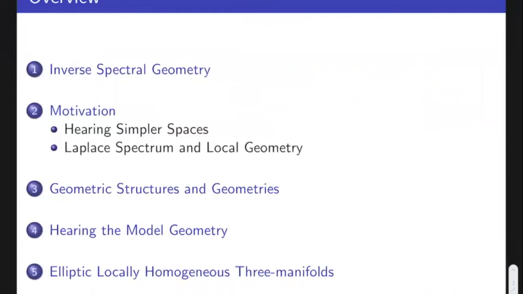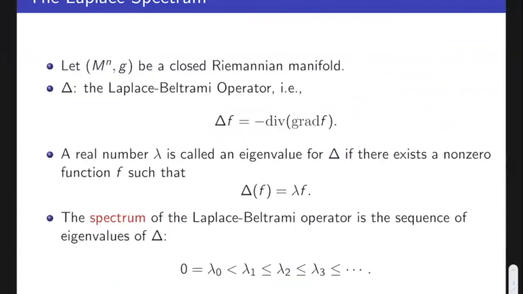Okay, so what do I mean by Laplace spectrum? In this talk, I'm going to let (M, g) be a closed Riemannian manifold without boundary. And I'm going to let Δ be the Laplace-Beltrami operator, which is defined as Δf equals minus divergence of gradient of f.